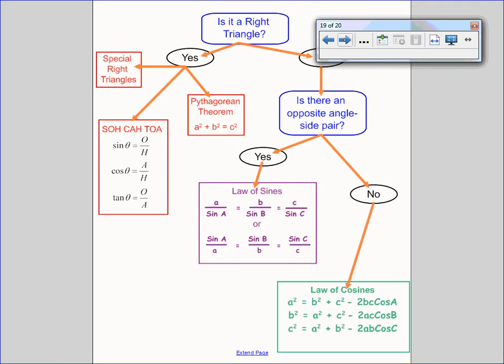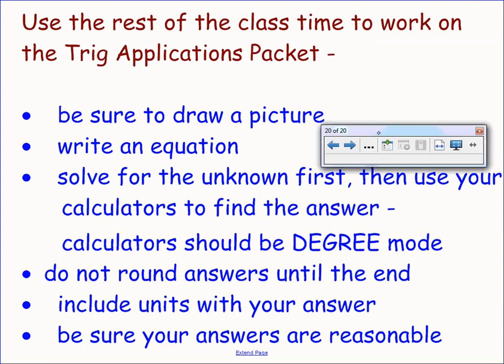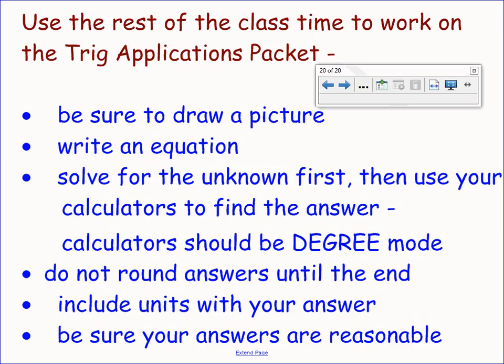Awesome work, you guys. So we've included this as part of your note sheet at the end, and you can utilize this as you work and attack these problems. You're going to use the rest of this class time, so a nice chunk of class time, to work on your homework assignment, Trig Applications Packet. Some of these are tricky to visualize. First thing we want to do is draw a picture, label with given information in a variable, then write an equation. Based on our flow chart, you can determine which tool would be appropriate.